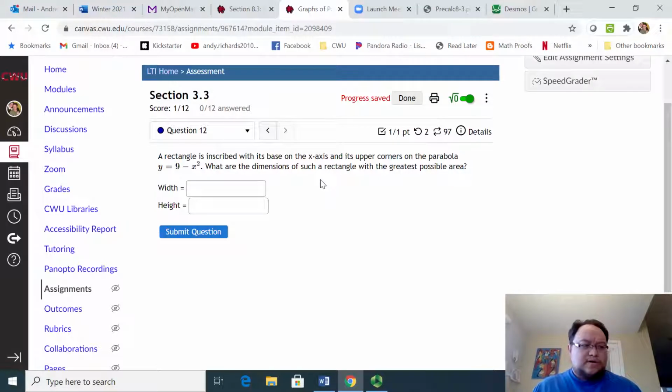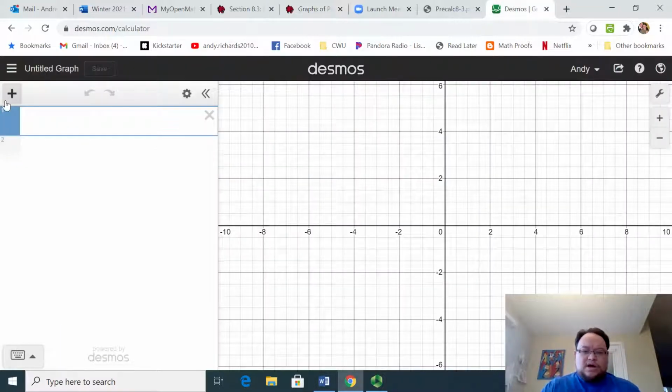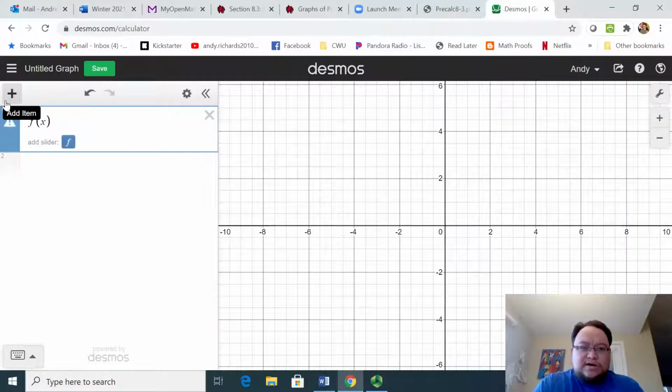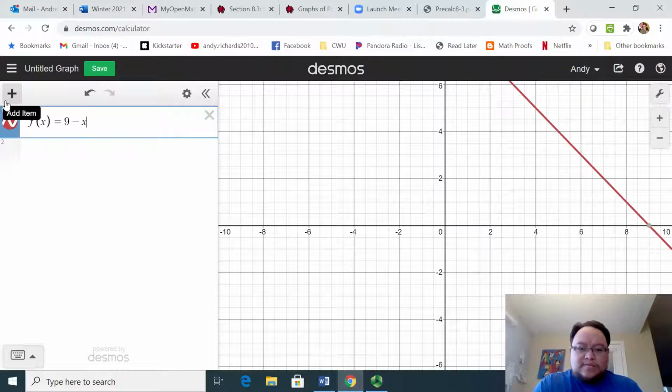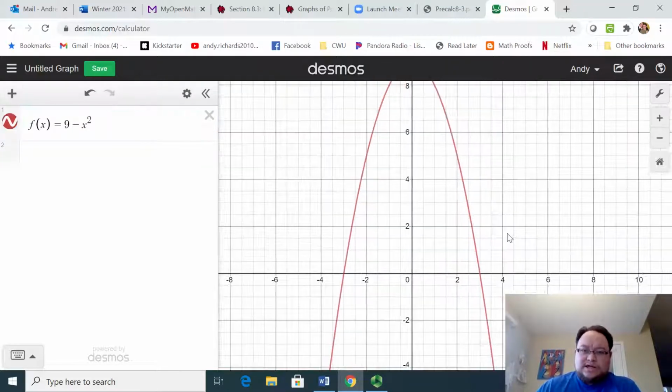So the idea here is that you have a rectangle, and the base of it is inscribed along the x-axis, and then the upper corners both lie on a parabola. In this case, the parabola is 9 minus x squared. For each of you, this value will be a little bit different, but it will always be something minus x squared. Okay, so if we were to start this out, let's call this f of x. Then in my case, I have 9 minus x squared there. So it looks like this.